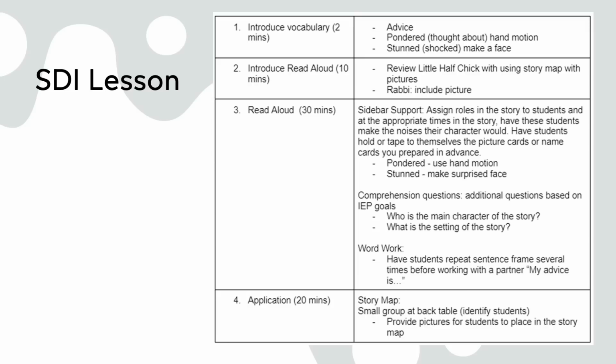During the read aloud, I will use the sidebar support to help my student, and a few others, listen with specific purpose and focus. Each of the identified students will have an animal character assigned to them and have a picture of the character. They will practice making the animal sounds before we read, and then make the animal sound when it appears in the story. Additionally, when we encounter the words pondered and stunned, students will be prompted to make the face or use the hand motion as a quiet reminder of the meaning of the word.